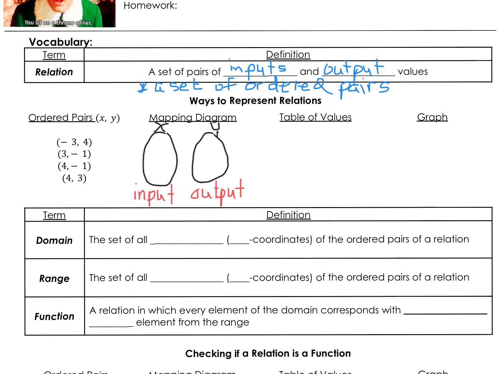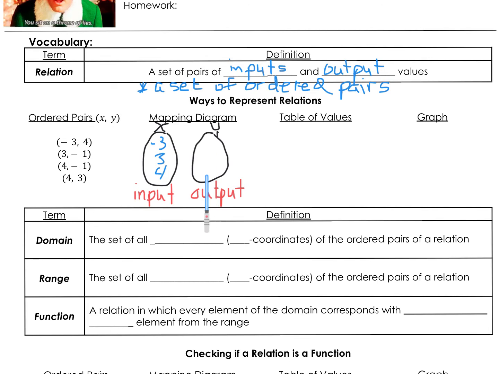Inside the oval, for our x values, we're going to take all of these x values here and list them in order from smallest to largest, and we are not going to repeat any values. So here our smallest x value is -3, then 3, and then 4. We're not going to repeat this 4. So -3, 3, and 4. So smallest to largest, don't repeat any values.